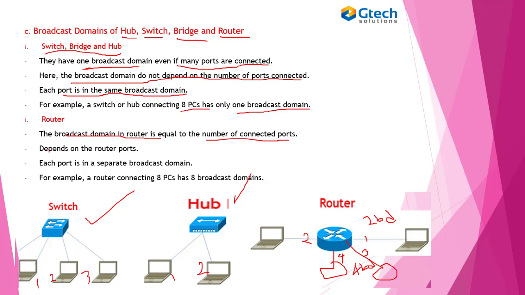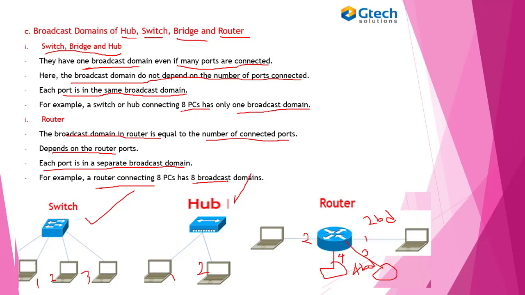Now, the broadcast domain in a router depends on the router ports connected. Each port in a router is a separate broadcast domain. But in a hub, bridge, or switch, each port was in the same broadcast domain. A router connecting 8 PCs has 8 broadcast domains. It depends on the number of ports connected. The number of ports connected is equal to the number of broadcast domains.